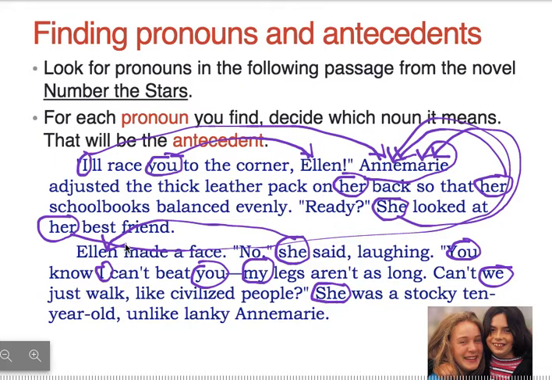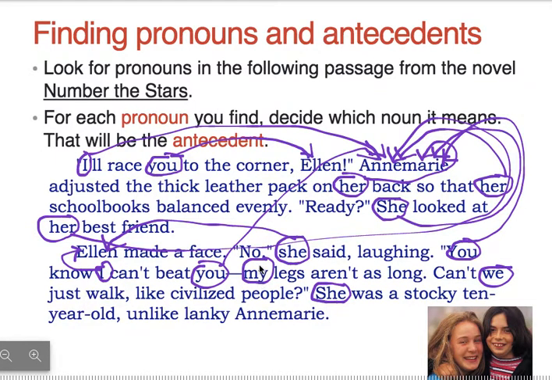You know I can't beat you. So you is again talking about Anne-Marie. Ellen is talking to Anne-Marie, saying you, Anne-Marie, know that I, Ellen, can't beat you, Anne-Marie again. So the antecedent for you is Anne-Marie because Ellen is talking to Anne-Marie. The antecedent for I is Ellen because she's talking about herself. And the antecedent for you is again Anne-Marie.